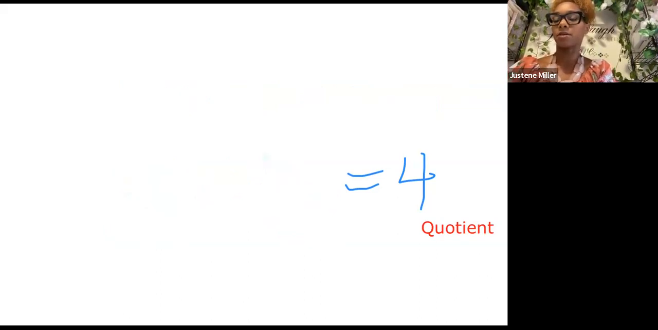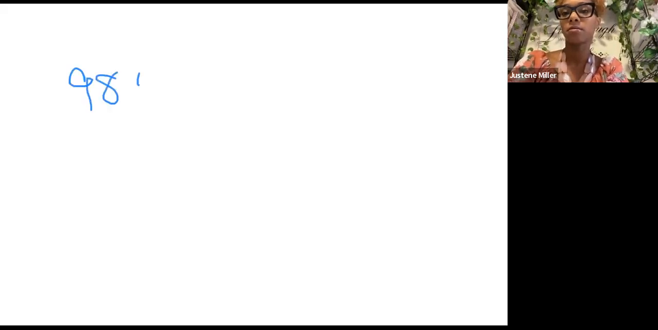All right, erasing all that from the screen. Here is example number 1. The first one we're going to do is 98 divided by 6. I'm going to put it over here. Right, so that's our problem we're going to work with.